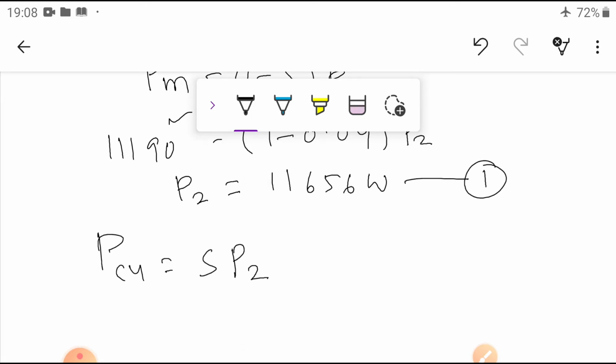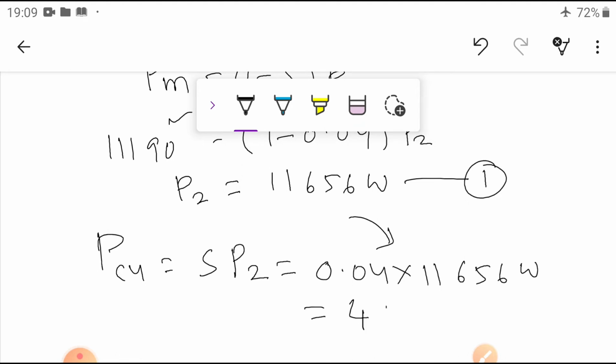Okay, that is equal to 0.04 into, substitute this value, 11656 watts. Then we are going to get 466.25 watts. This is the copper loss occurred in the form of heat energy in the rotor. Okay, now you know the P2 directly.